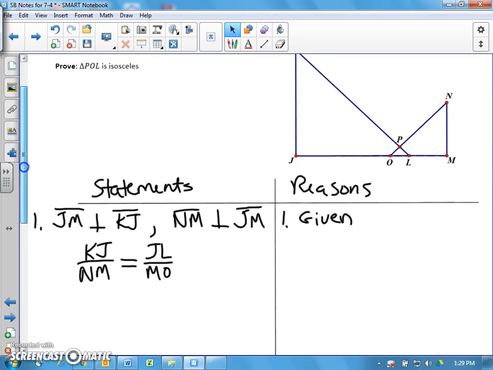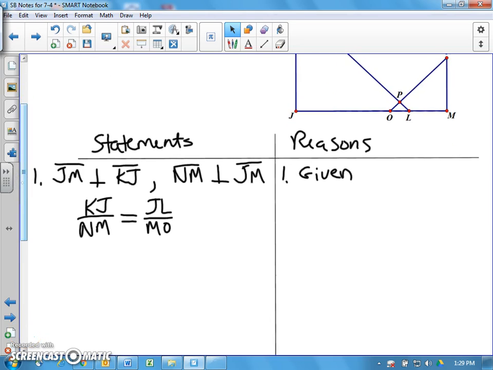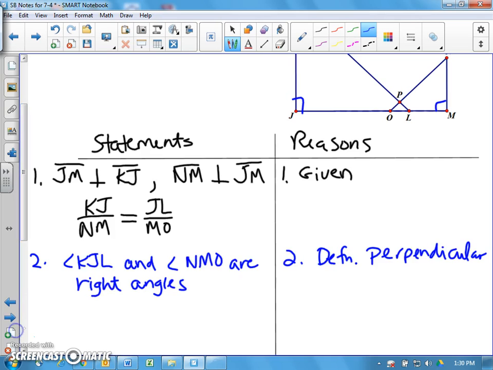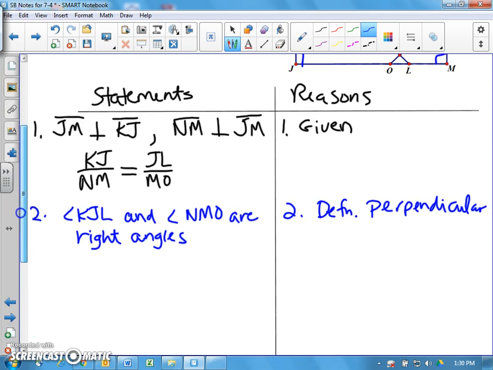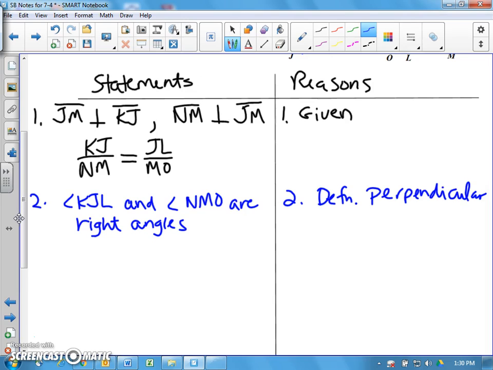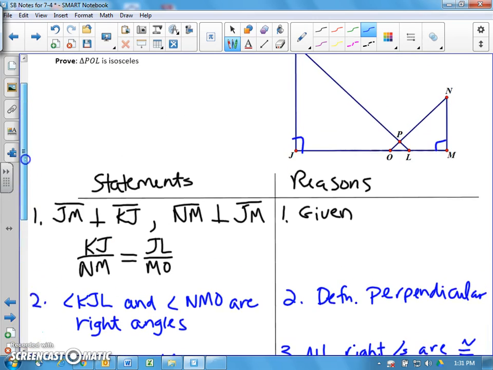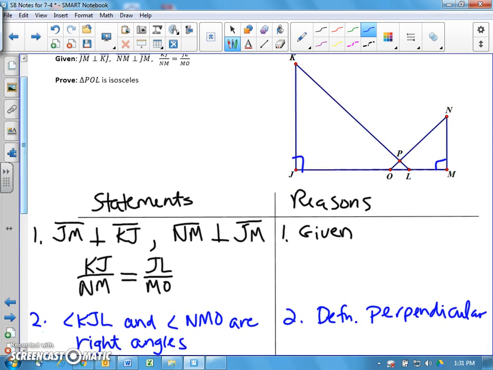Okay, so here's our given. So let's use the fact that those lines are perpendicular to figure out what that means. If these are perpendicular, I know that those are right angles. So we can use the definition of perpendicular to make that statement. Once I've made that statement, I can say that they are congruent because we know that all right angles are congruent.